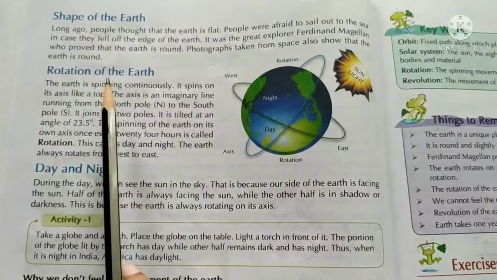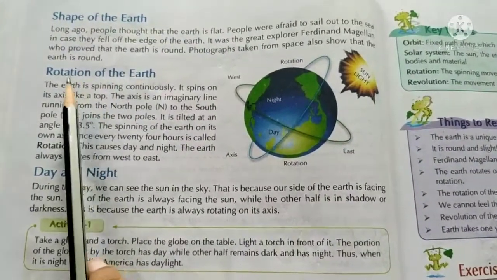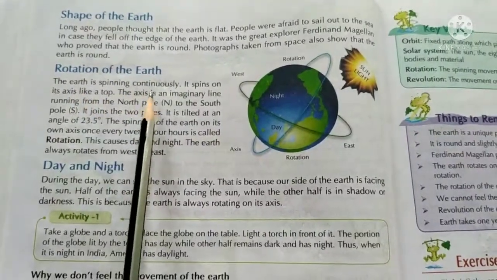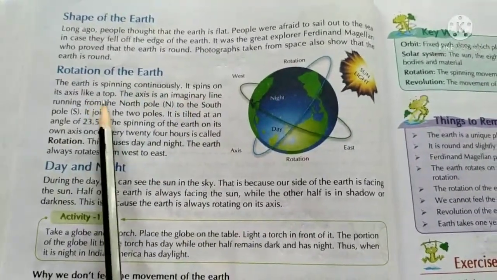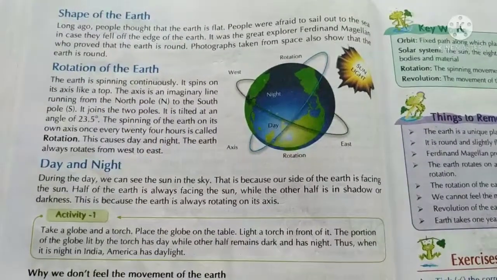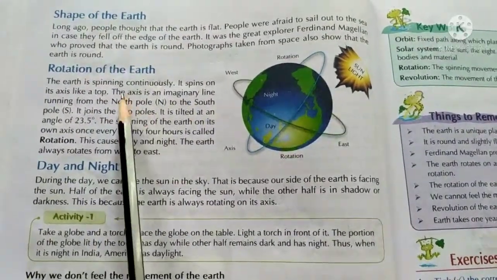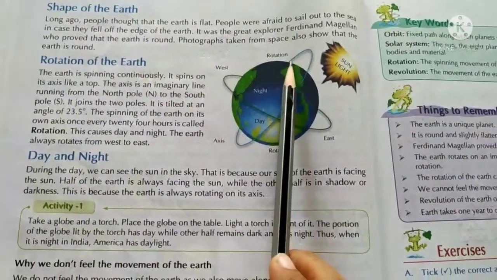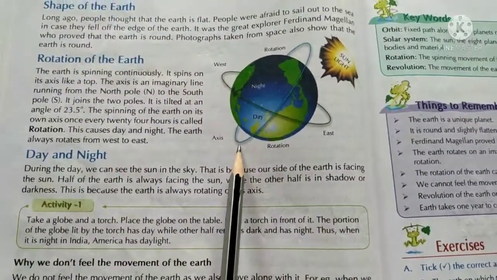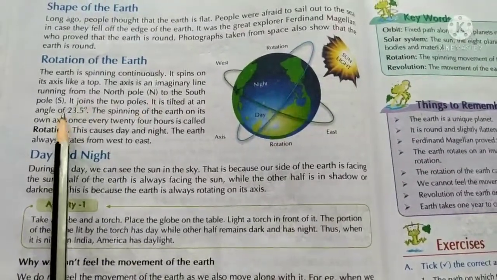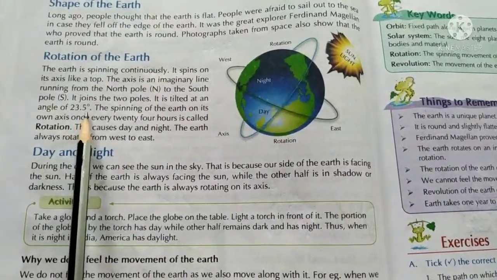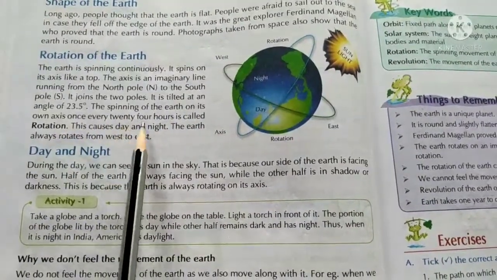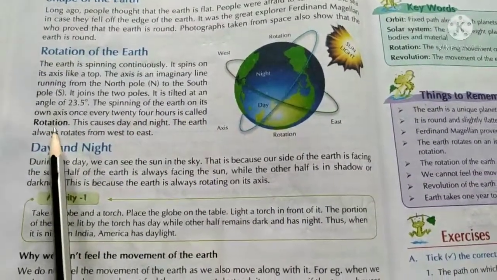Now, there are 2 types of movement of the earth. The first one is the rotation of the earth. The earth is spinning continuously. It spins on its axis like a top. What is the axis? It is an imaginary line running from the North Pole to the South Pole. Okay, it is tilted at an angle of 23.5 degrees. The spinning of the earth on its own axis once every 24 hours is called rotation.